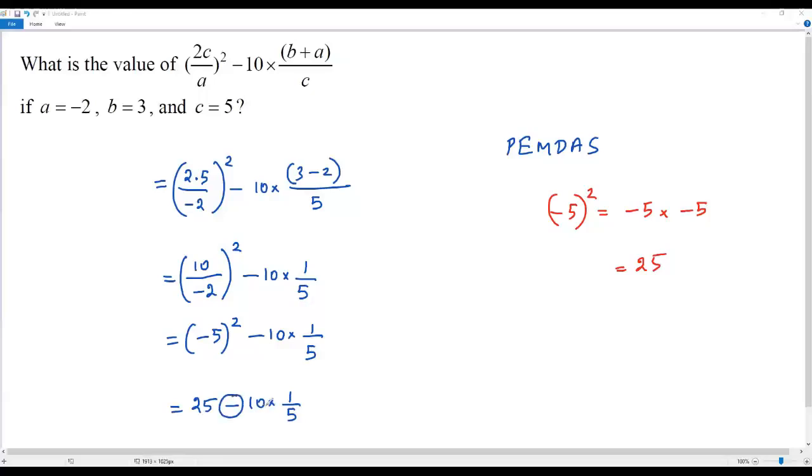Okay, here we have subtraction and multiplication. We have only two operations. So according to PEMDAS, we have multiplication first and then we have subtraction at last. Okay, let's do this multiplication first. So for that we have to multiply this 10 and the fraction 1 over 5. 5 goes into 5 one times, 5 goes into 10 twice. So I get 25 and we have negative sign over here and 2 times 1 is 2. 25 negative 2 is 23. So the value of the given expression is 23.